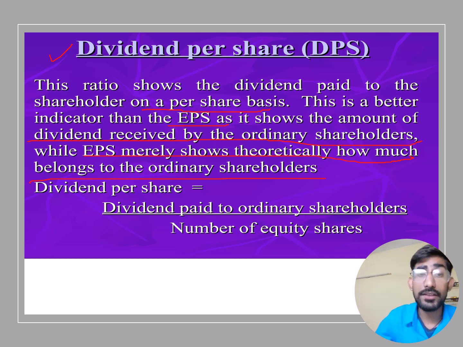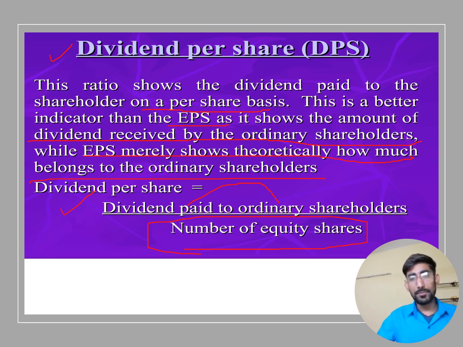So dividend per share is equal to dividend paid to the equity, or ordinary, shareholders divided by the number of equity shares. That means if the company has announced that they are going to give 1 lakh rupees of dividend in this particular financial year, and there are 10,000 equity shares in the company, then 1 lakh divided by 10,000 comes to rupees 10. That means they are going to get 10 rupees dividend in this financial year. I hope this is clear for you.